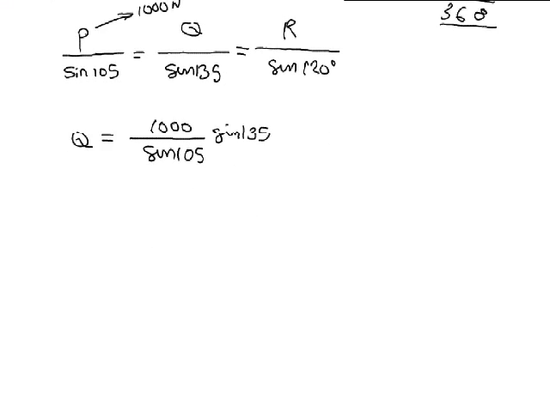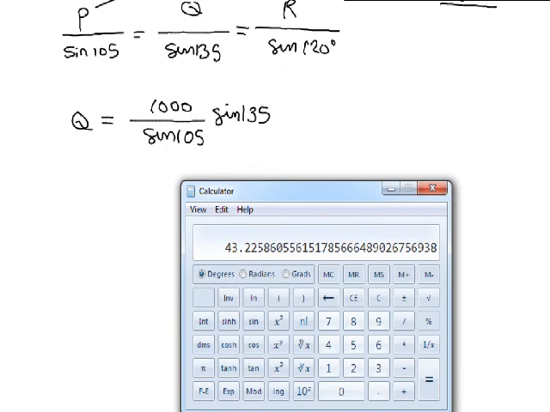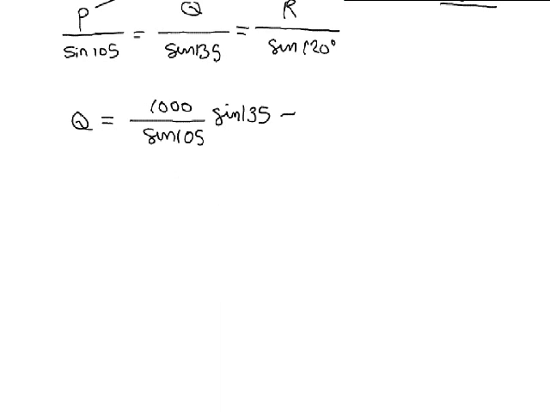And we can quickly bring up a calculator to do this task. 1000 divided by sine 105 multiplied by sine 135, you have this equal to 732. This is approximately equal to 732 newtons.